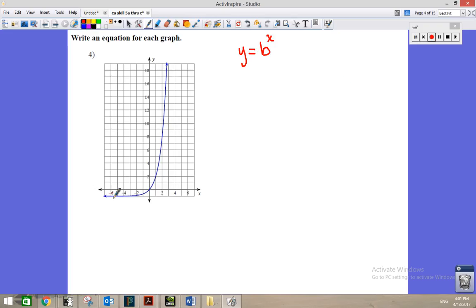Alright, so when I look at the graph, as I move to the right, since it's going up, then this base is going to be bigger than 1, and we say this is an increasing function.